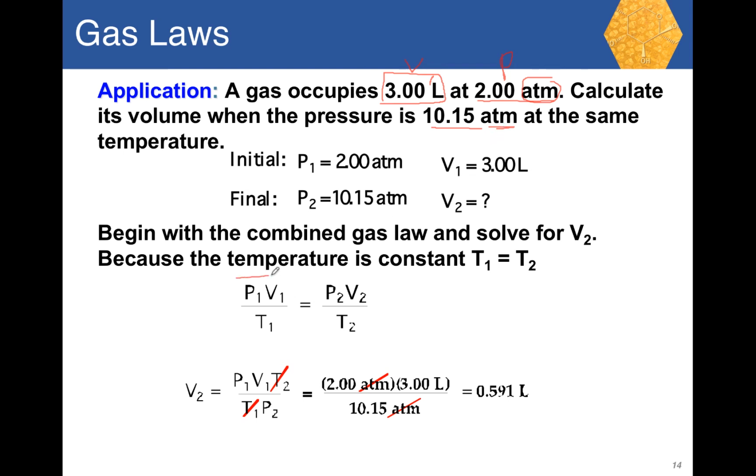So given this equation here, we did not give you temperature, but notice if the temperature is constant, as shown here, same temperature, temperature will cancel out as shown here. So that's why it's a combined gas law. So once you set this up, your V1 is right here, your P1 is right here, temperature is constant, so that falls out, your P2 is right here, and your V2 is what you're trying to calculate. So set up your equation and do the math, and you should get 0.591 liters. Don't forget your units, liters.